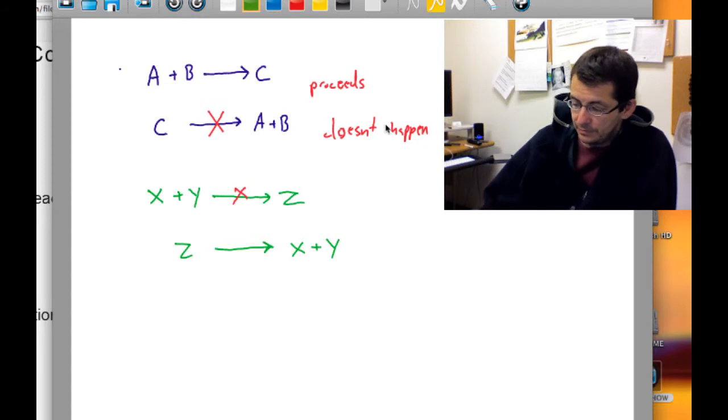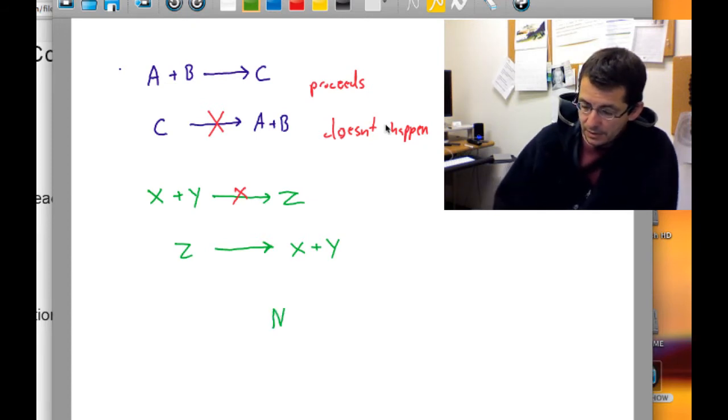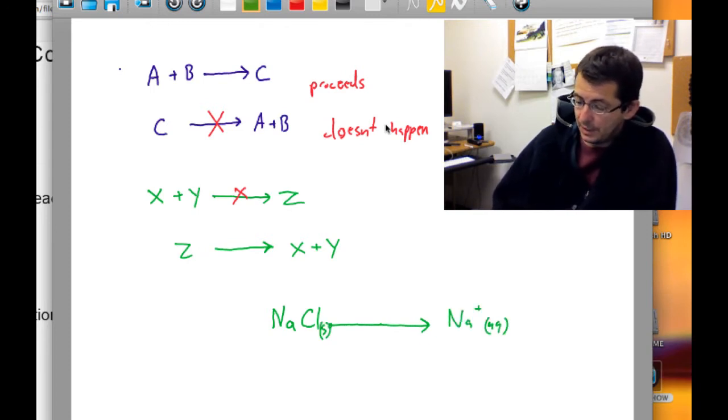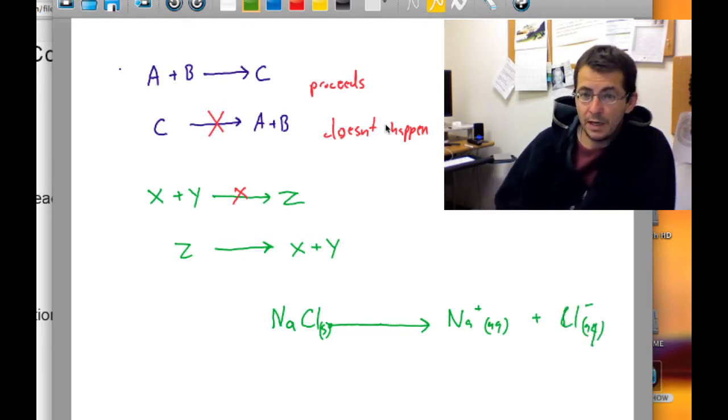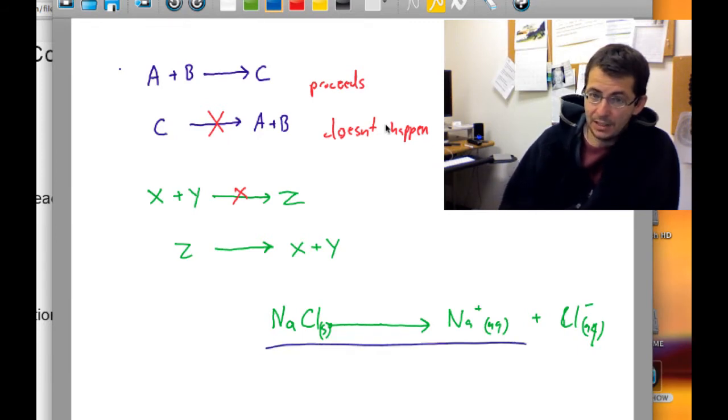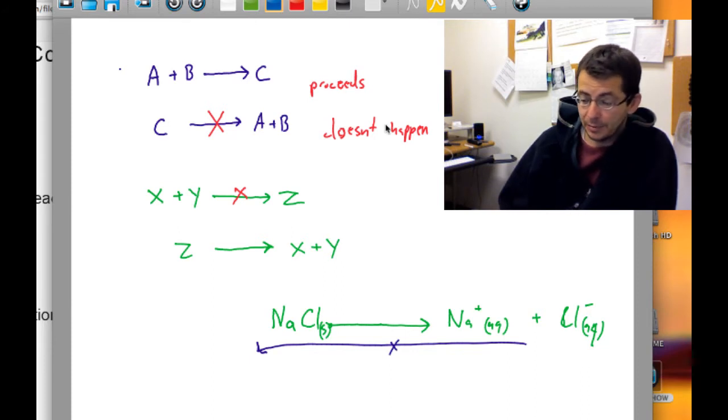But when we're dealing with salts, like NaCl, if it is placed into water and it ionizes into the aqueous material, because it proceeds one way, it suggests that if you have sodium ions and chloride ions, it will not be driven back this way. The reverse reaction does not take place.